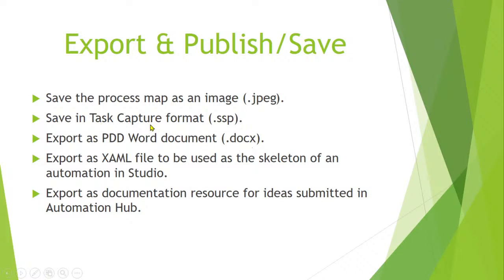If we have captured half of the process, we can save it in task capture and continue the same process later. We can also save in the docs format. As I said, XAML format is also available. For docs format, we have two varieties. One, we can save it in a local folder, and we can also export to the Automation Hub page. In Automation Hub, we will be submitting an idea. After submitting the idea, we need to provide the document. That document we will be exporting from here.